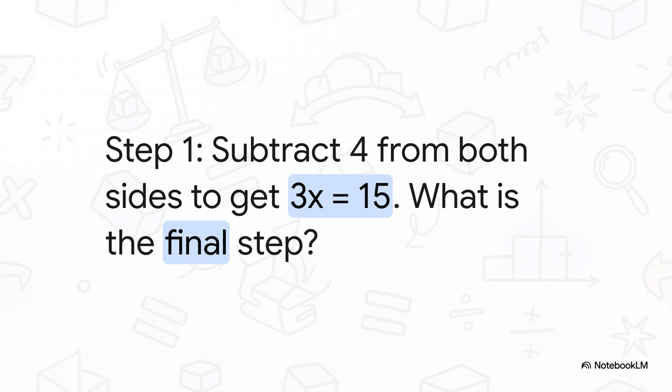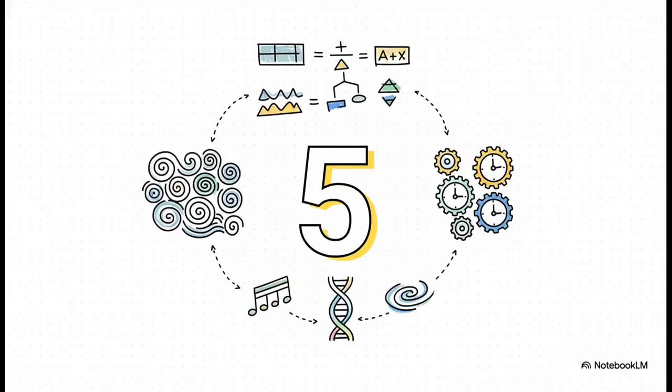What's the final move here? You got it. Just divide both sides by 3, and x equals 5. See? It's just a pattern, kind of like a rhythm. Once you feel it, you can solve any of them.